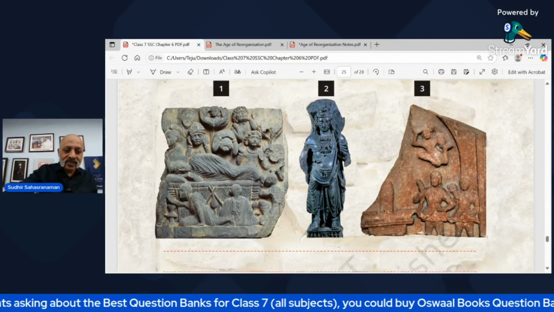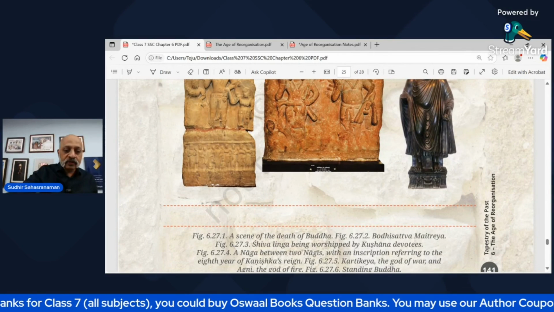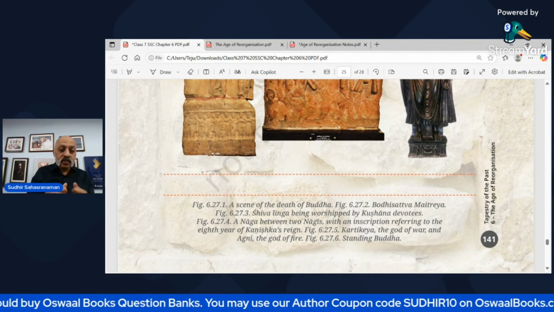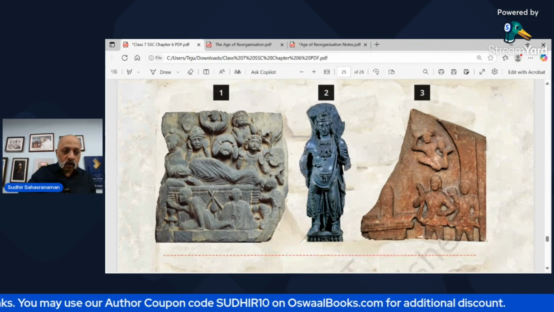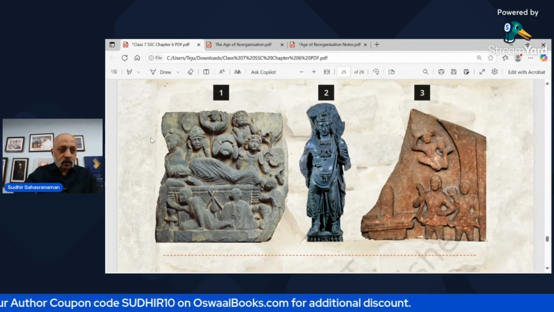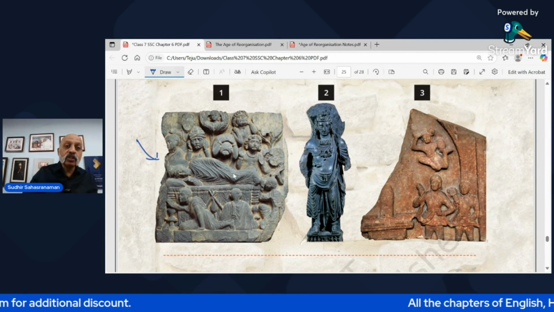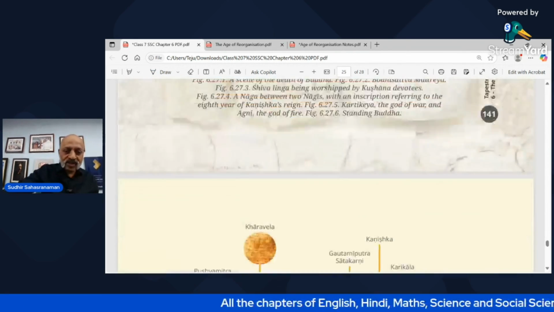Again, I said all these kinds of photographs I want you to look at, and look at the captions which have been put out there. Some of them show the death of Buddha, the Shivalinga being worshipped. Like for example, this one is showing the death of Buddha, right? And you can see that everyone else is mourning. They're all looking very sad. So this is showing the demise of Lord Buddha.